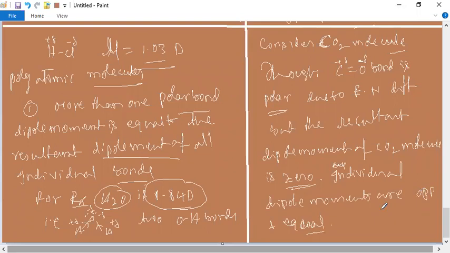Why do we consider CO2 to have this type of structure? Imagine this movement is in this direction, and this movement is in this direction. Both are equal and opposite. It is a linear molecule, so the net dipole moment of this molecule is zero. Okay, understood? Copy this one.